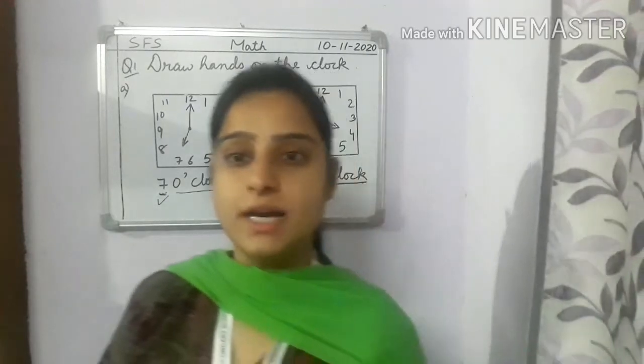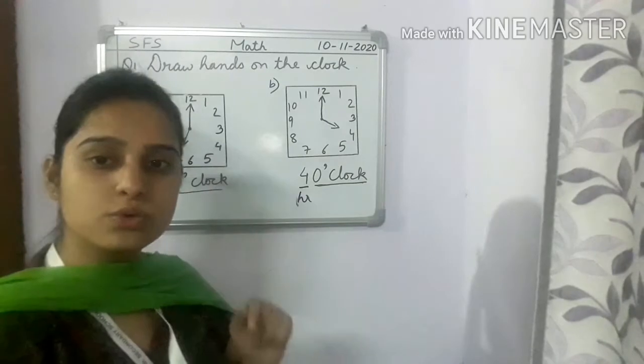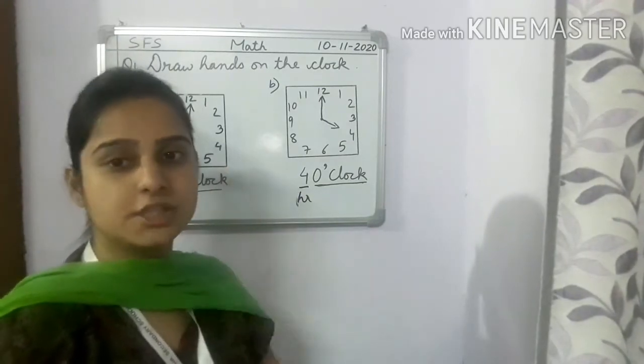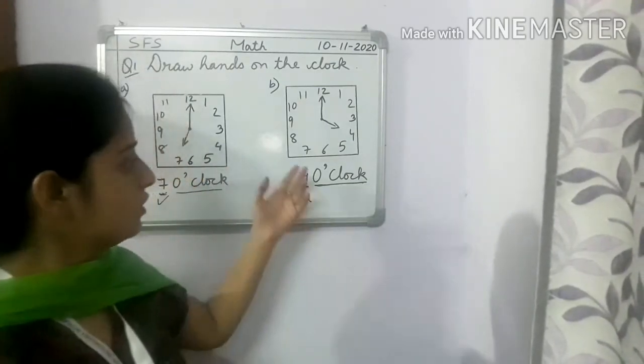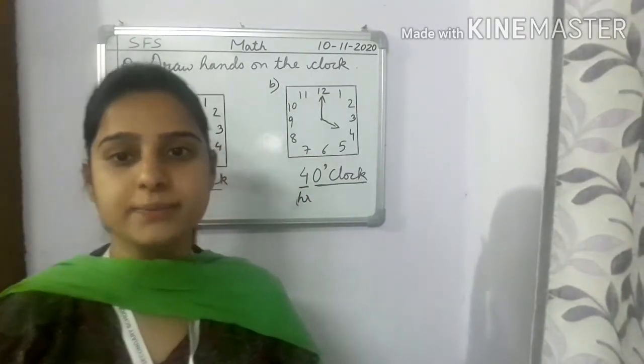So today we have learned this. Your clock can be square shape, children. It can be round also. It can be in circle shape also. Okay. So this is how we draw hands on a clock. Is it clear to everyone?